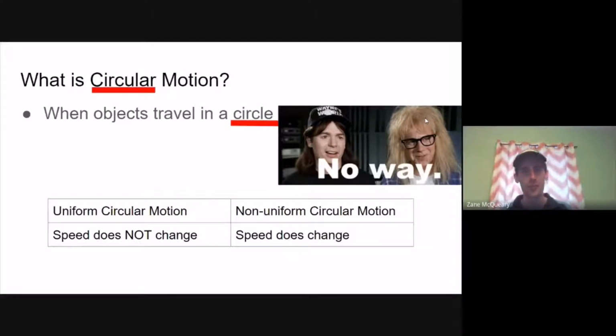One of them is called uniform circular motion, which is basically when your speed does not change. Non-uniform circular motion is when your speed does change. Luckily for us, we'll be dealing exclusively with uniform circular motion for the purposes of this course.